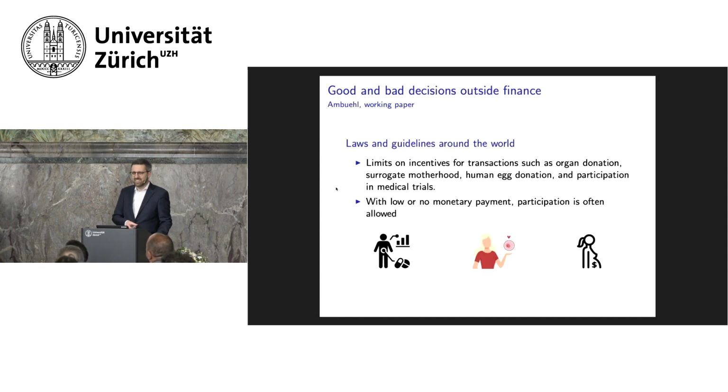Instead of going into these papers, let me show you how people make good and bad decisions outside the domain of finance. So this gets close to what you voted on yesterday. I'm now going to talk about transactions like clinical trial participation, or surrogate motherhood, or human egg donation.